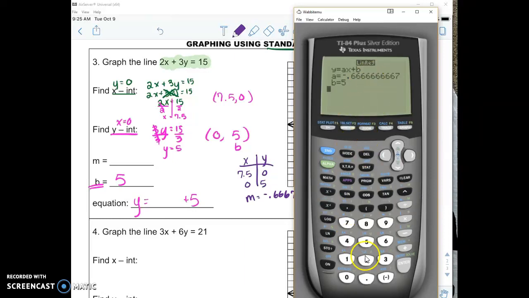This is a really ugly number, so I want to get this as a fraction instead of a decimal. Negative 0.66666, I need to do it until my numbers go off the screen. Then I can push Math, enter, enter, and I get a fraction, negative 2 over 3. So my equation is y equals negative 2 over 3 x plus 5. Y equals mx plus b.